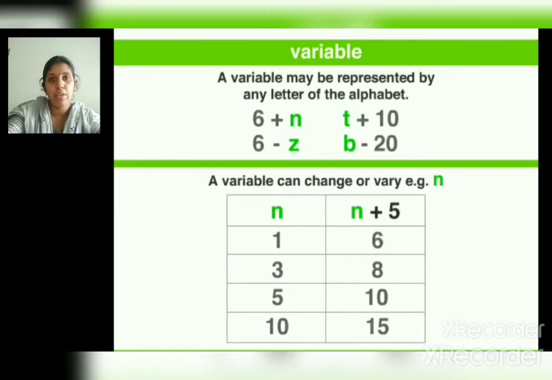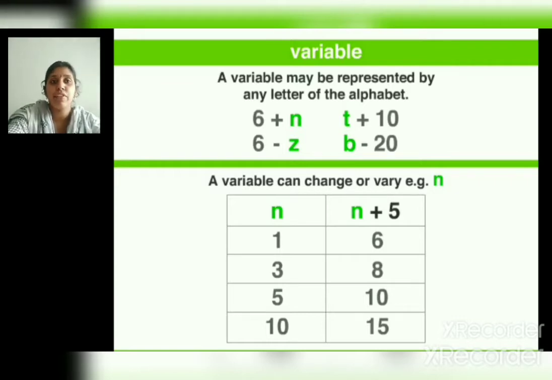Usually variables are denoted by small letter English alphabets. A variable may be represented by any letter of the alphabet. The word variable means something that can vary, that is, something that can change. It is not a fixed value. It can take different values, say 1, 2, 3, etc. A variable can take any numerical value, and it is not a fixed value, it can change.